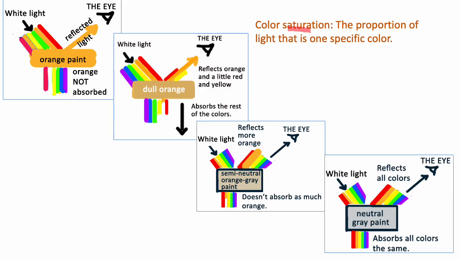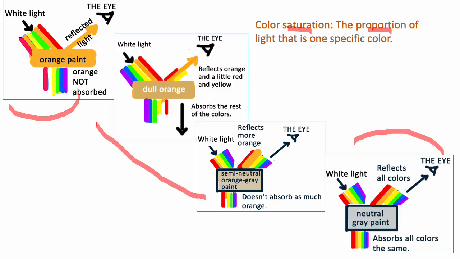Color saturation is just a fancy word for how pure a color is, and it describes the proportion of light that is one specific color, like orange. At one end of the color saturation range is a surface that reflects only orange light rays. This is the most saturated orange you've ever seen. On the other extreme is a neutral gray that reflects all colors equally. And there's a whole range of color saturations from the most saturated to the least.